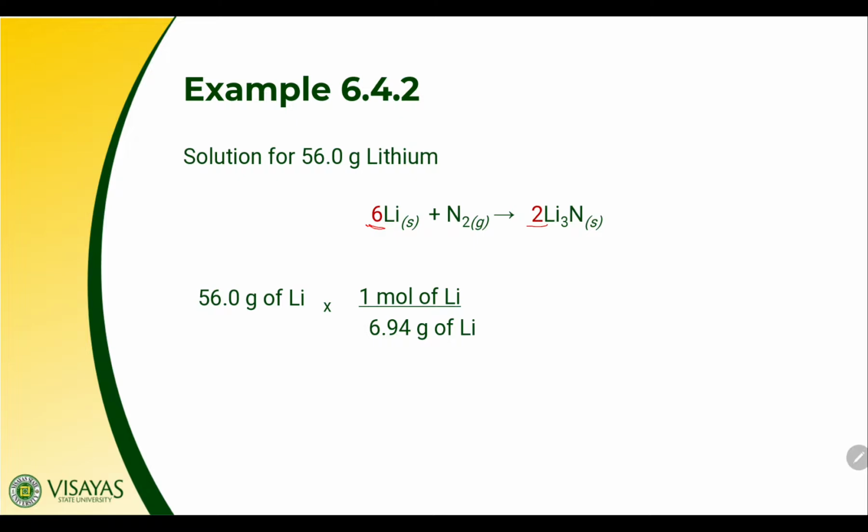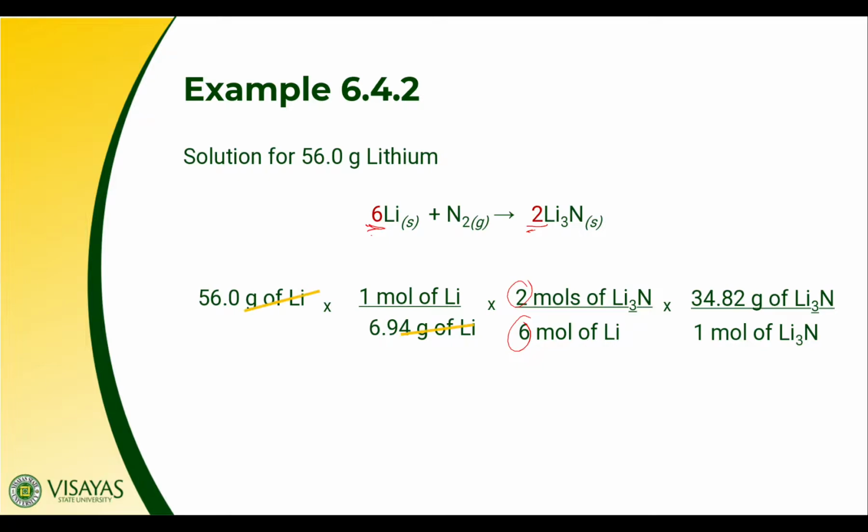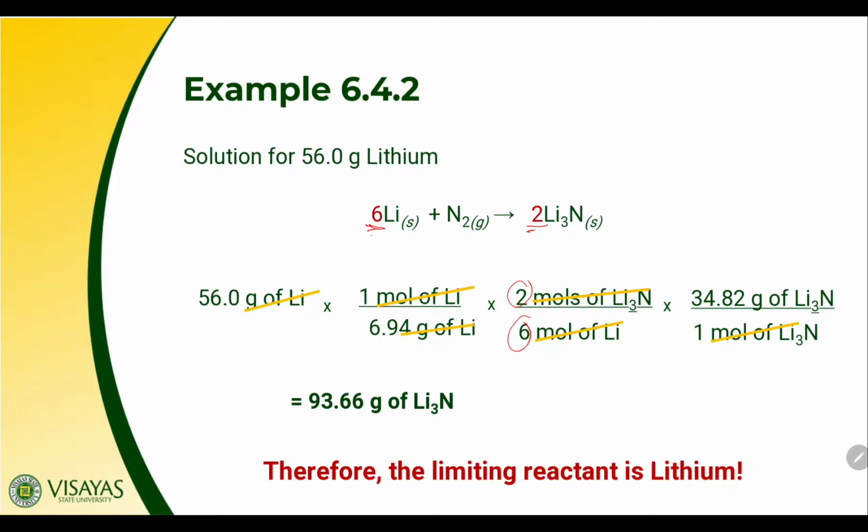In this case, we put the mole lithium in the denominator and the mole lithium nitride in the numerator. So we have our 6, this comes from here, and this 2 is here. Then we convert now the mole lithium nitride to gram lithium nitride, again using the molar mass of lithium nitride. So now we cancel the units, and then we multiply the numbers in the numerator and divide that by the number in the denominator. We get 93.66 grams of lithium nitride. Okay, so which one is our limiting?